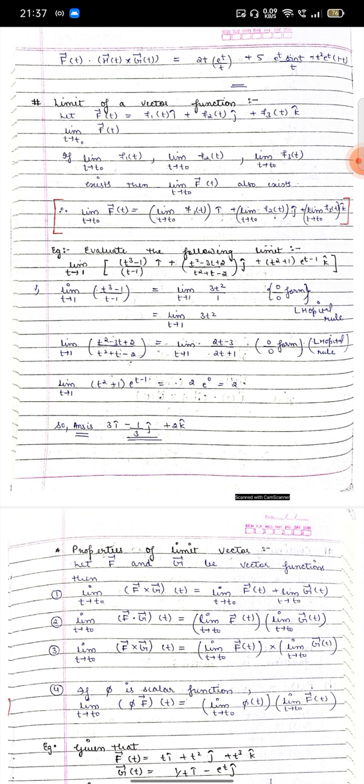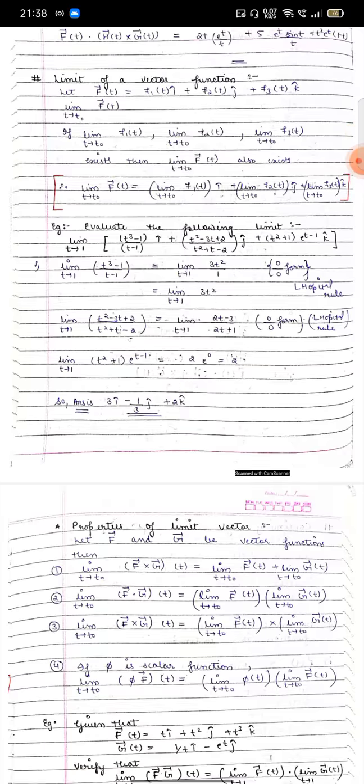Now we have to find limit t tends to t₀ of f vector t. If limit t tends to t₀ f1(t), limit t tends to t₀ f2(t), and limit t tends to t₀ f3(t) exist, then limit t tends to t₀ f(t) also exists. Therefore limit t tends to t₀ f(t) is equal to limit t tends to t₀ f1(t) i cap plus limit t tends to t₀ f2(t) j cap plus limit t tends to t₀ f3(t) k cap.